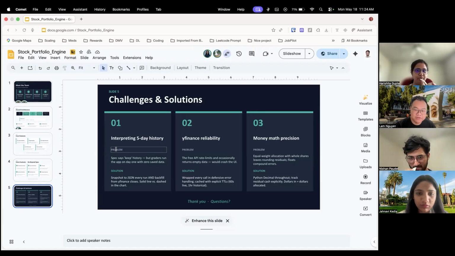The free API occasionally returns empty data or rate limits. We wrap every call in defensive error handling and use the Streamlit cache data decorator with explicit TTLs to minimize redundant requests. The third was money math.